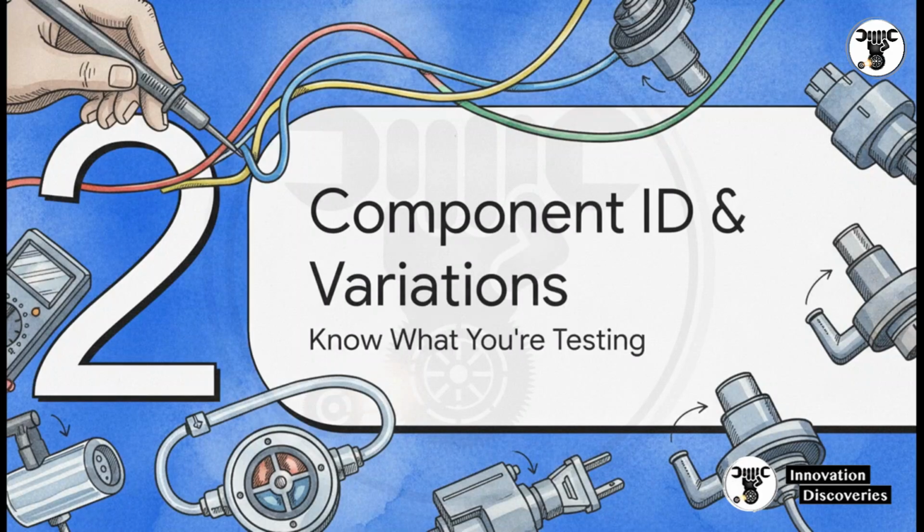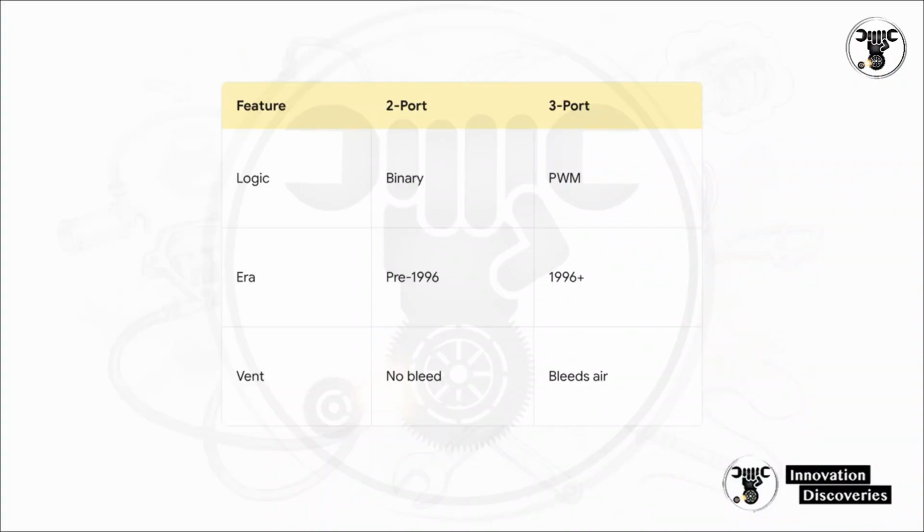All right, Section 2, Component ID and Variations. Knowing what you are testing. You absolutely have to know what hardware you're dealing with, simply because not all EGR systems use the same actuation logic. Let's compare the two primary vacuum solenoid designs you'll run into. First, the older two-port design. This is just a basic binary switch. It's either wide open or fully closed, very common on pre-1996 vehicles.